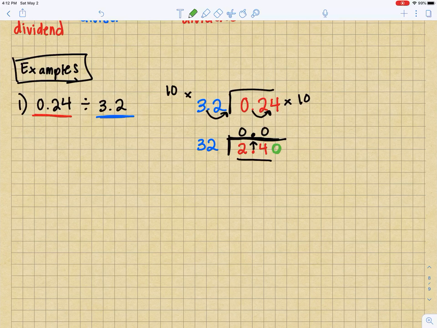Does 32 go into 240? Yes, it does, right? Let's see how many times. What if I do 32 times 6? Let's see what that is. 6 times 2 is 12, 6 times 3 is 18, plus 1, I'm at 192. Can 32 go in one more time? Maybe, let's try it. If I add 32 to this, it's like saying 32 times 7, that's 4, 9 plus 3 is 12, carry the 1, I'm at 224. I think that's our number here. So 32 goes into 240 7 times.